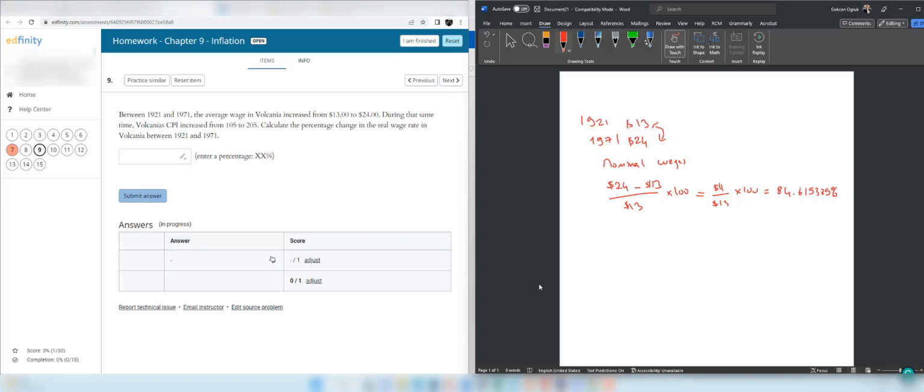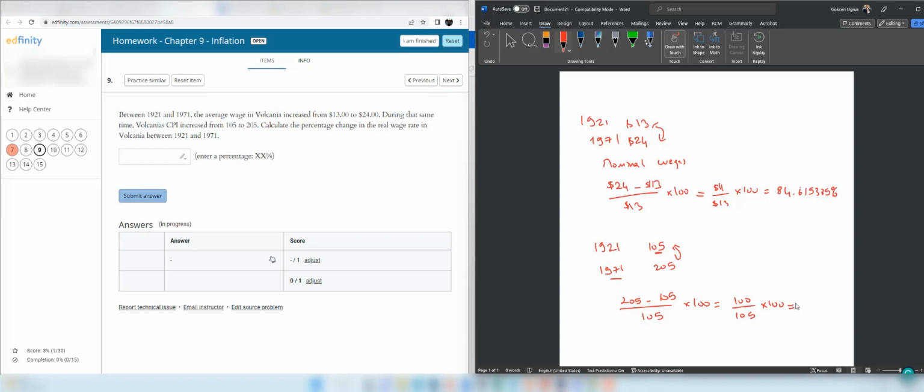Now let's calculate the change in price level, which is the inflation rate. In 1921, the price level was 105 CPI, and in 1971, the price level is 205. So here we can calculate now the inflation. Inflation is again a growth rate. We start with the current data, 205, minus the previous data, 105, divided by 105 times 100. So that is equal to 100 divided by 105 times 100.